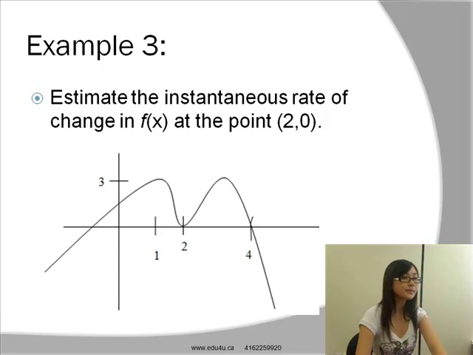Example 3 asks us to estimate the instantaneous rate of change in f of x at point 2, 0. And we're given the graph. You can see that point is here, the little bounce here. We already talked about what instantaneous rate of change is, and that would be the slope of the tangent. We can just look at the graph and see that the tangent here is just the x-axis, and therefore the instantaneous rate of change should be 0. So that would be our estimate, and let's see if we're correct.